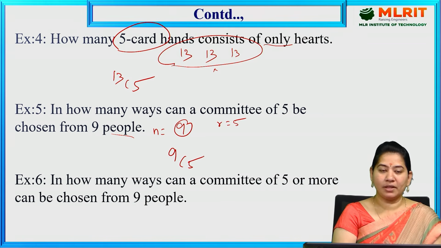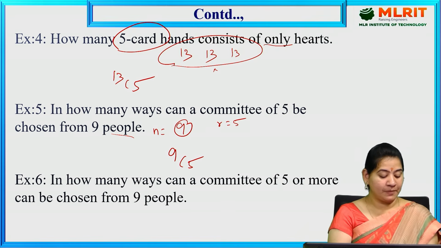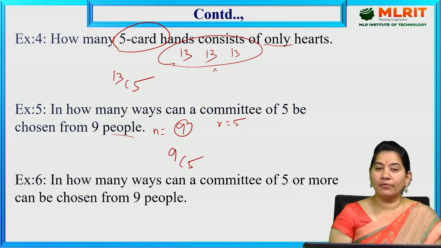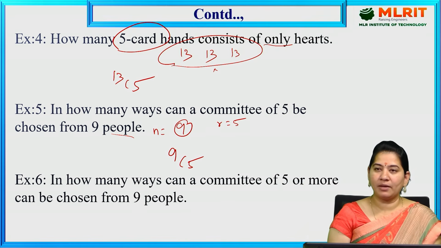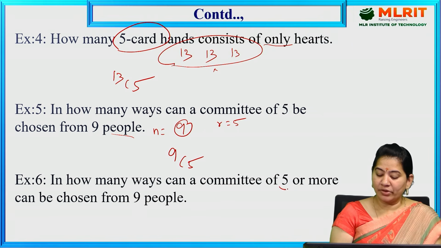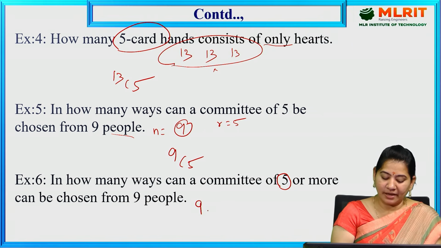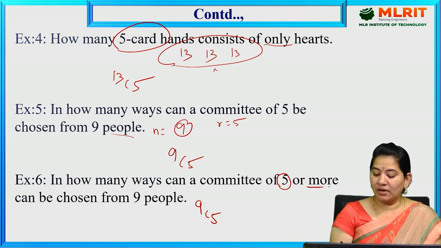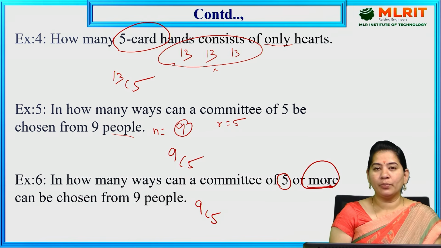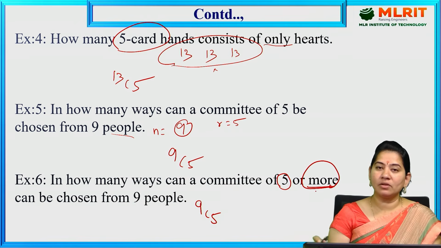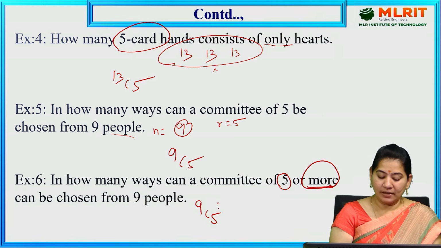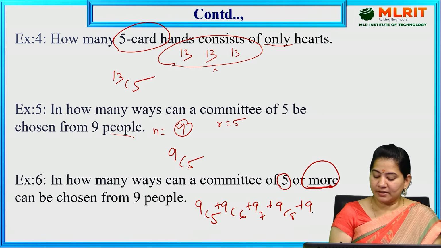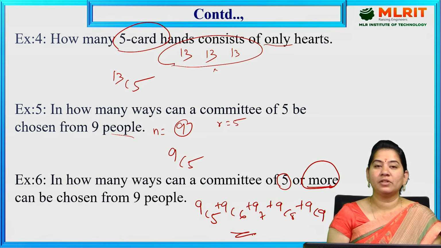Now, the next question is, in how many ways can a committee of 5 or more be chosen from 9 people? Here you can write it as 9C5, but we have more options, up to 9C9 also. So it is 9C5 plus 9C6 plus 9C7 plus 9C8 plus 9C9. This is the answer for this question.